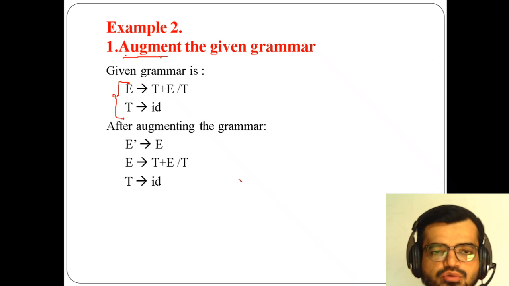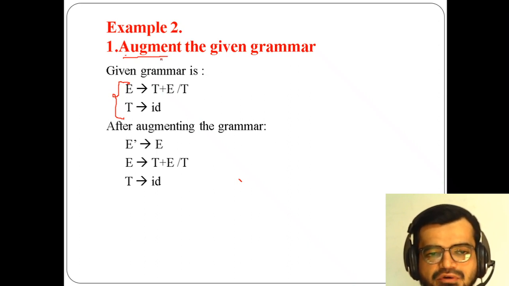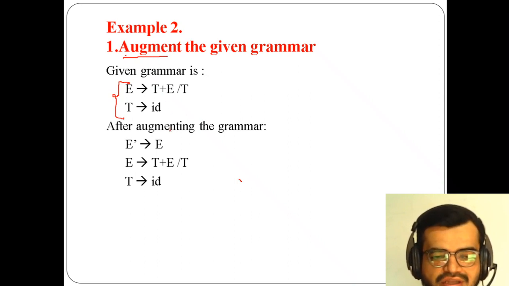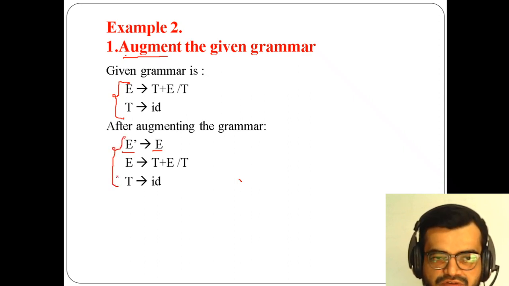I have to make the augmented grammar. The step of making an augmented grammar is to take another start symbol. I have taken the new start symbol E dash, and I replace the existing start symbol with this new start symbol, E dash. This is how I have made the given grammar an augmented grammar. This is my first step.